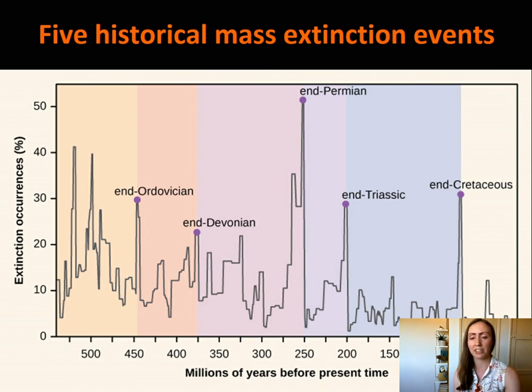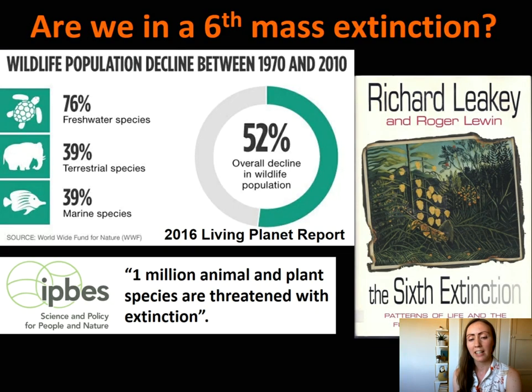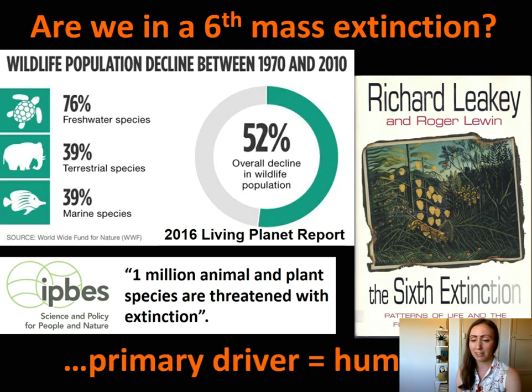Now, these mass extinction events were all caused by a combination of natural drivers, so extraterrestrial impact, supercontinent formation, massive volcanic activity. But the very big question that we currently face is, are we currently at the beginning edge of a 6th mass extinction event? Well, the scientific evidence strongly suggests that we are, with the primary driver and causal factor being us, humans.